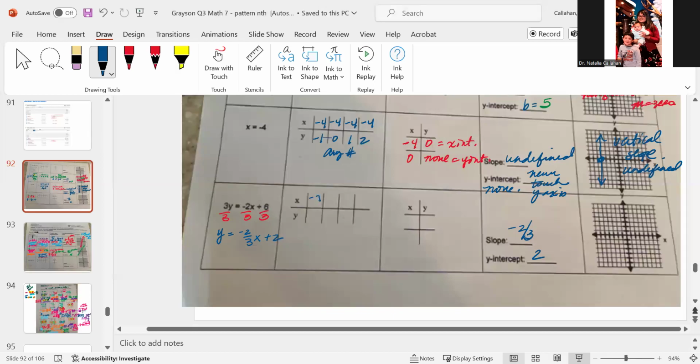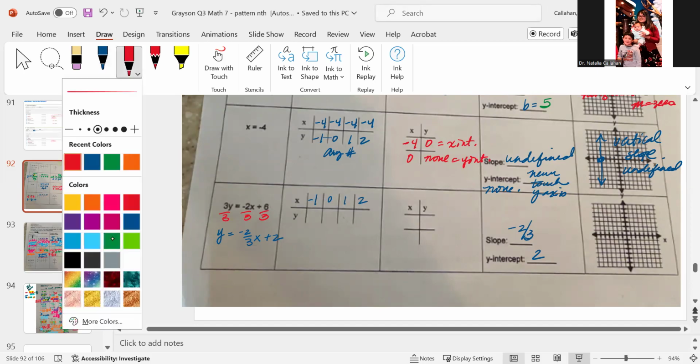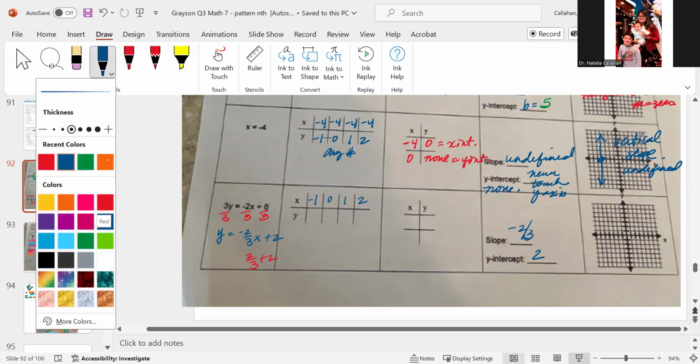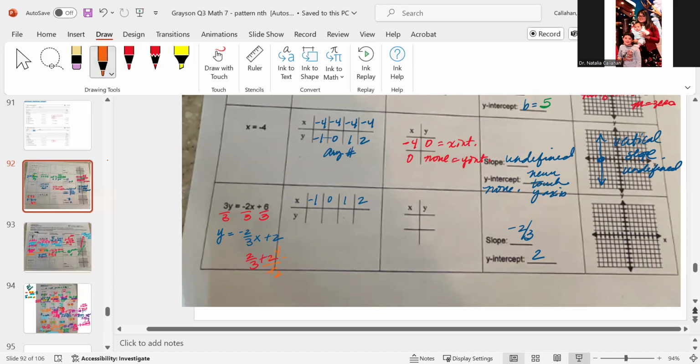So let's do -2, or actually it doesn't matter what you do. I'm going to put -1, 0, 1, 2. Those are the x values. You're going to plug it into here. So you're going to have a positive 2/3 plus 2, right? You have to change this into a 1, to a 2, to a 4, which is a 3. Which is the 8/3, right? Yeah. That's the first one.